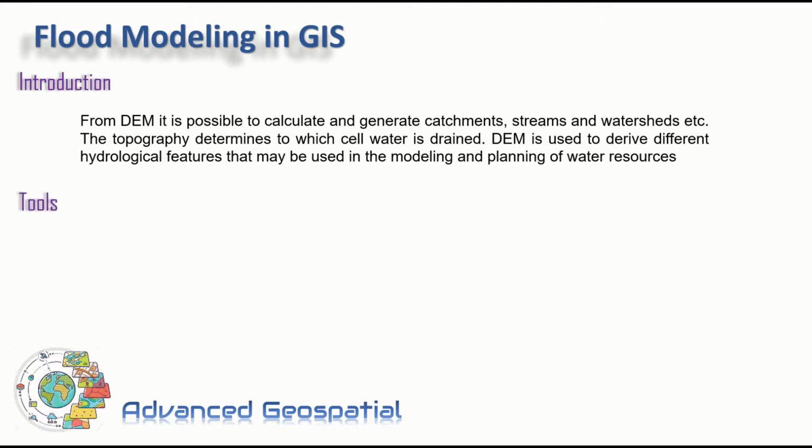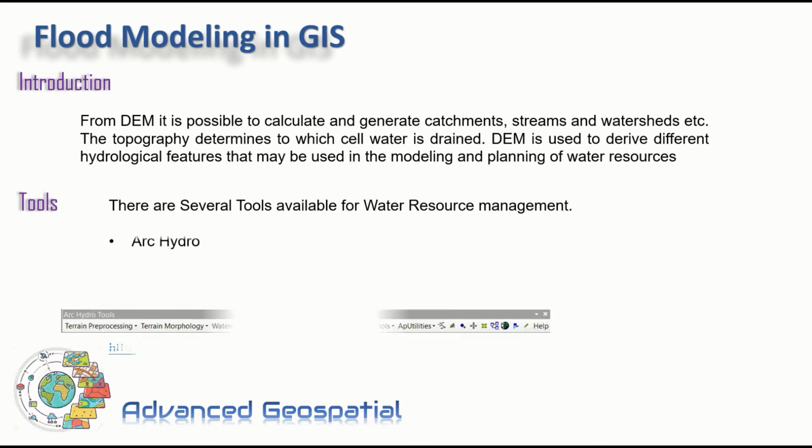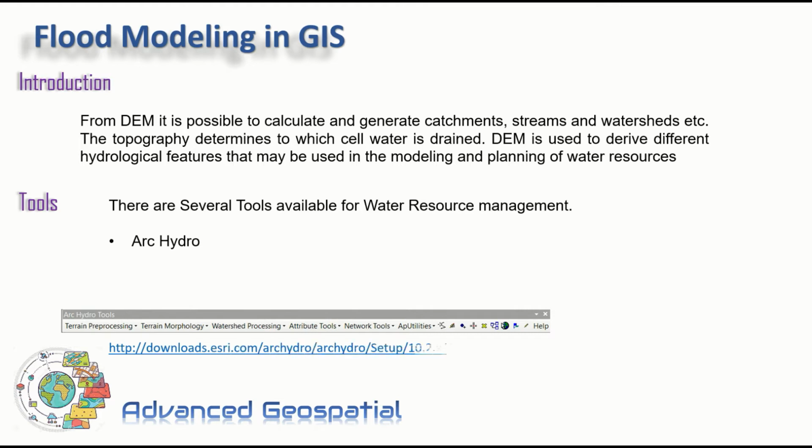If we talk about the tools, there are many tools available for water resource management that can be used inside ArcGIS. I'm talking about the ArcGIS environment. Of course, there are other software packages which provide the tools, but in this video I'm talking about ArcGIS extensions and tools. The first, very commonly and very popular extension of ArcGIS which is used for flood modeling and water resource management is ArcHydro. It is freely available. You can download and install it from the URL that is displayed on the screen.